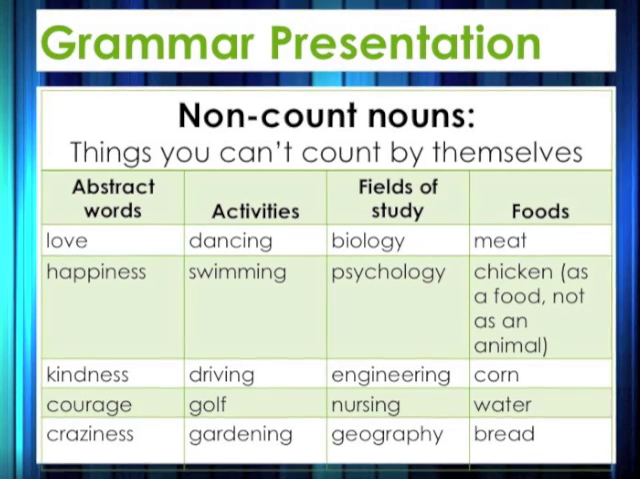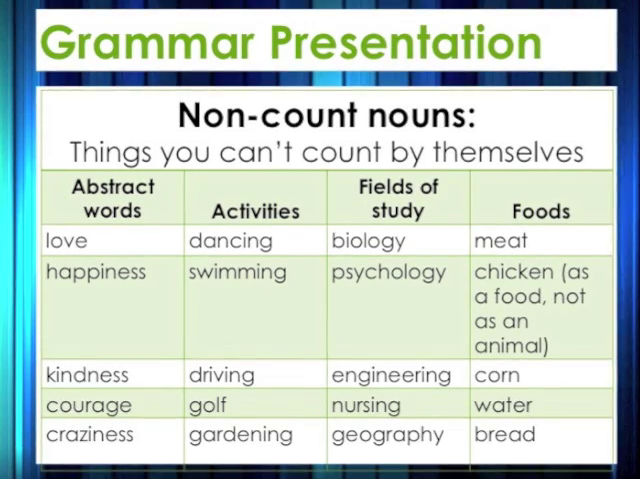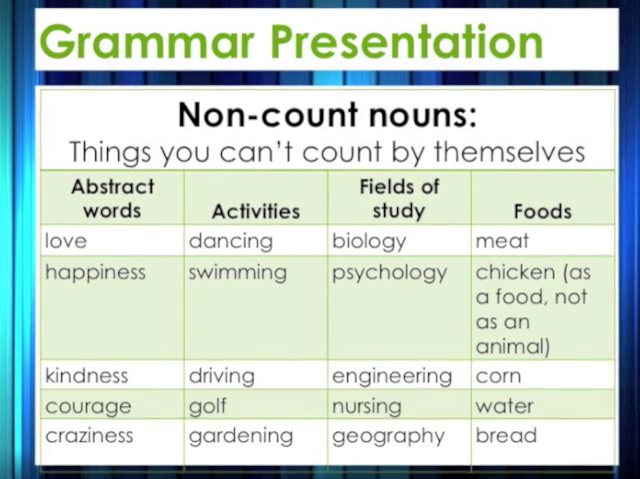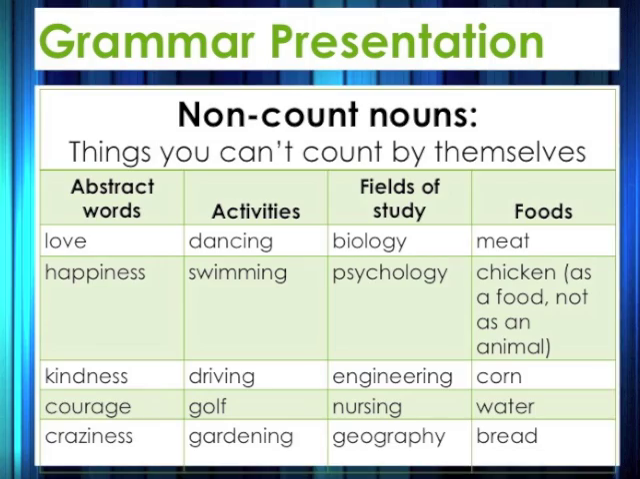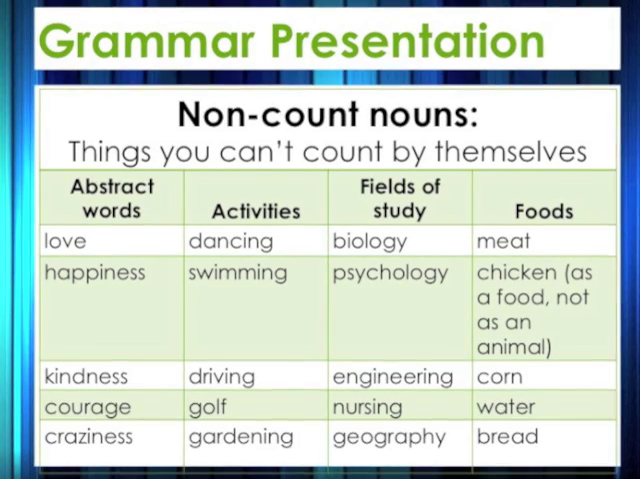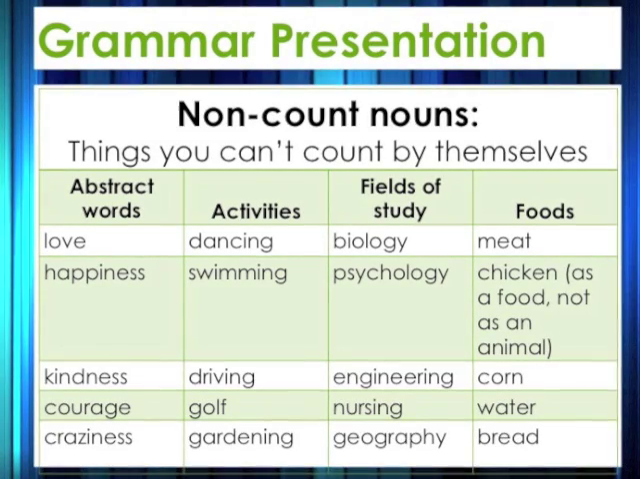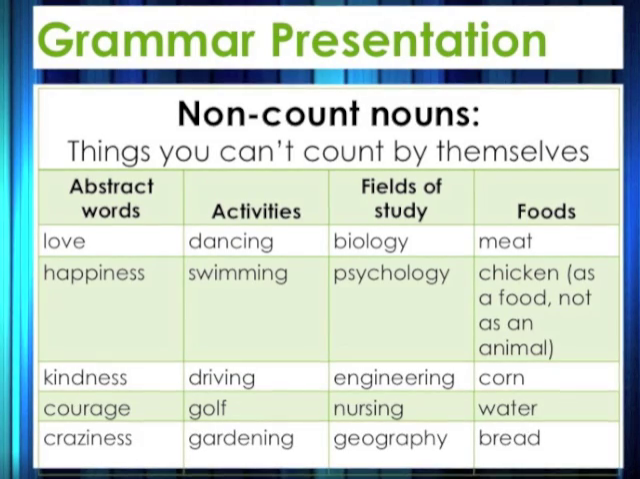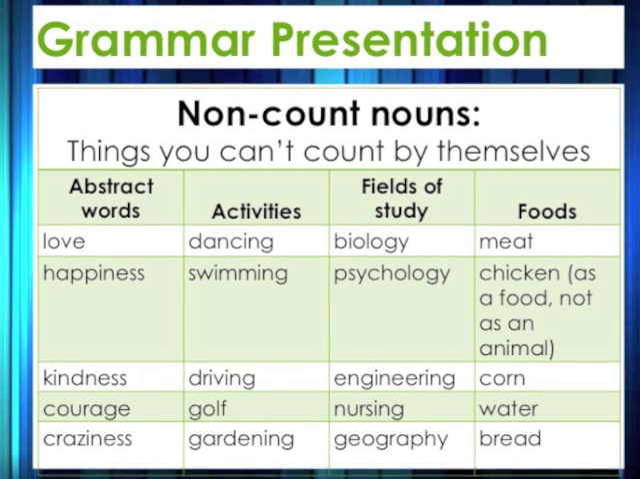Words like meat, corn, and water are always non-count, but a word like chicken is non-count if you're talking about it as the food. But if you're talking about it as the animal that runs around, it's okay to say, I have 5 chickens, because they're alive. It's a count noun if it's alive.